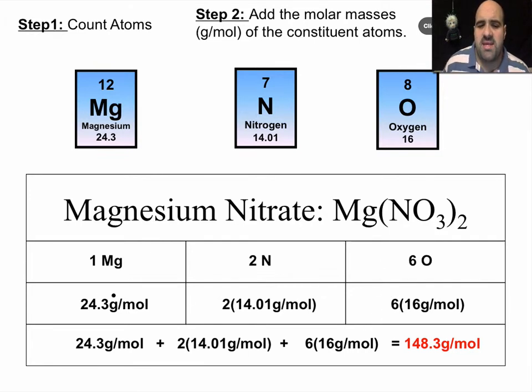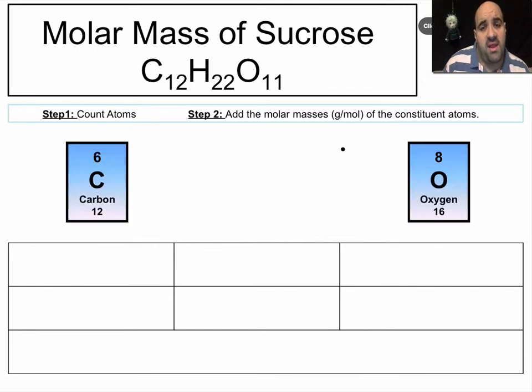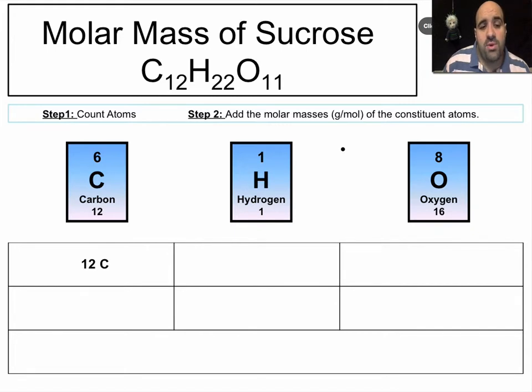So we count atoms and then just look at the periodic table and add them up to determine the molar mass. And we'll do one more example, sucrose. So we have to count atoms and then add the molar masses together. This one, counting atoms, is pretty easy here. There's 12 carbon, 22 hydrogen, and 11 oxygen. And of course we have our periodic table boxes. We know the bottom number is the molar mass. So carbon, there's 12 carbon, 22 hydrogen, and 11 oxygen.